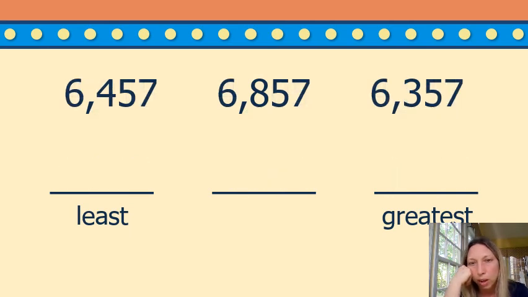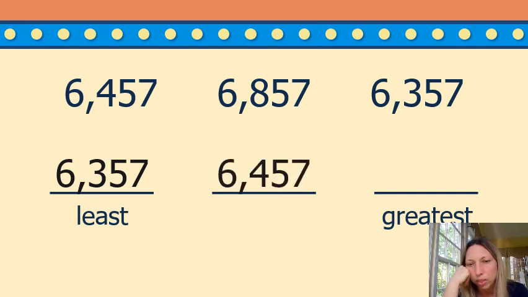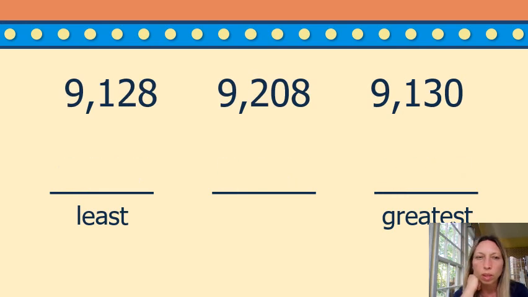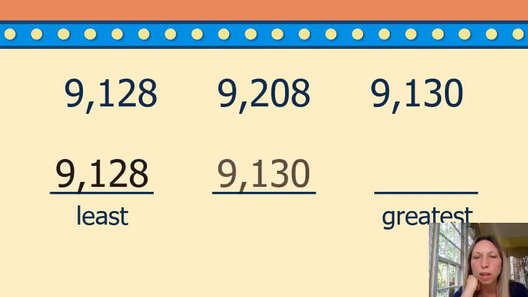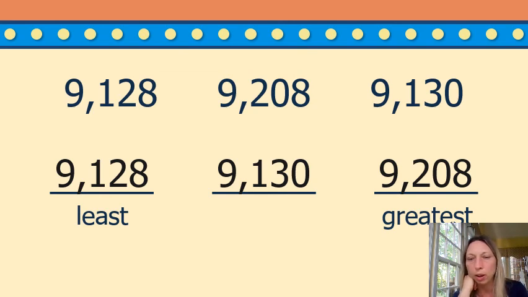All right, they all three have the same thousands. Looking at the hundreds place, I know that 6,357 is the least, 6,457 is the middle, and 6,857 is the greatest. Looking at the hundreds place, we have a 2, so 9,128, 9,130, and 9,208 are the way they go.